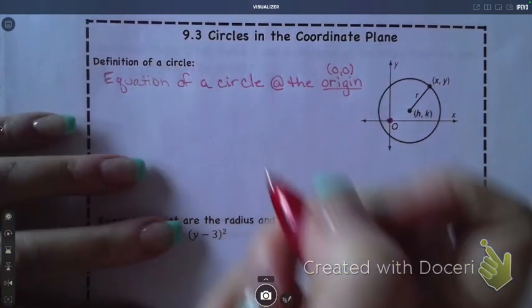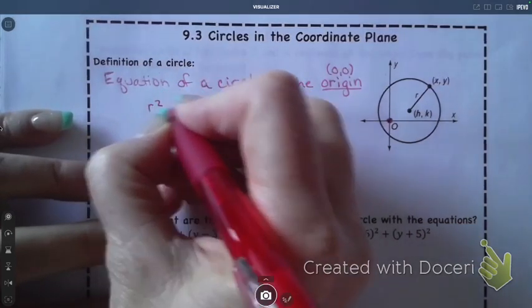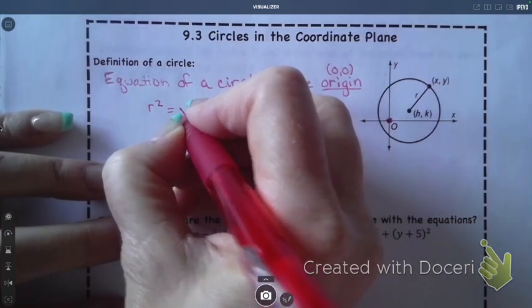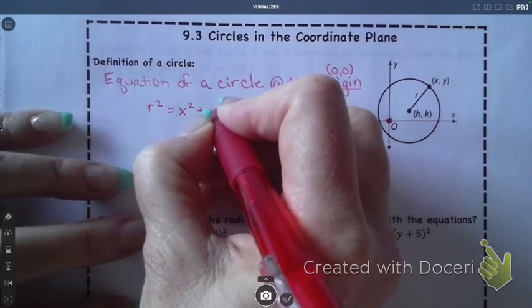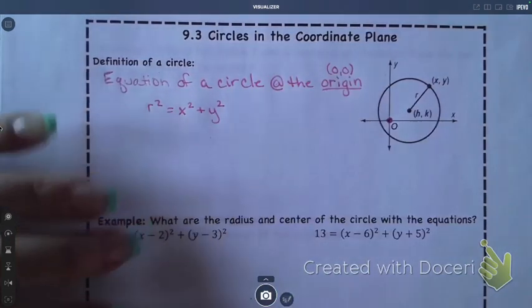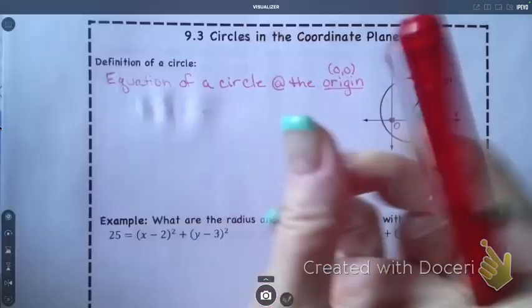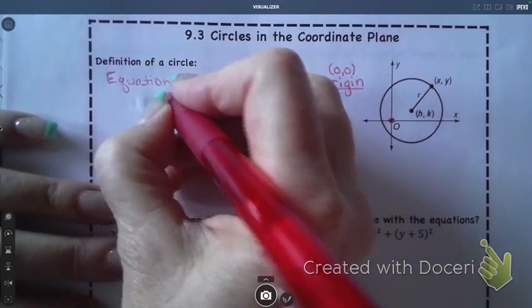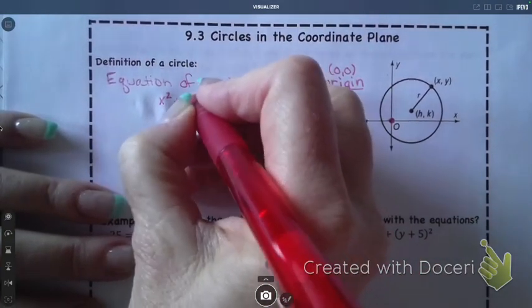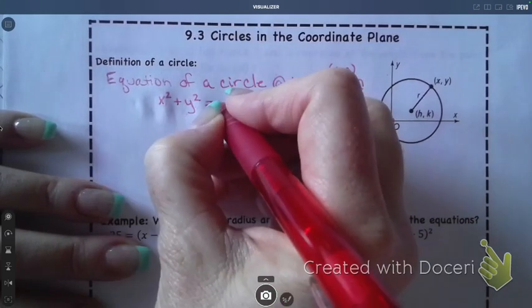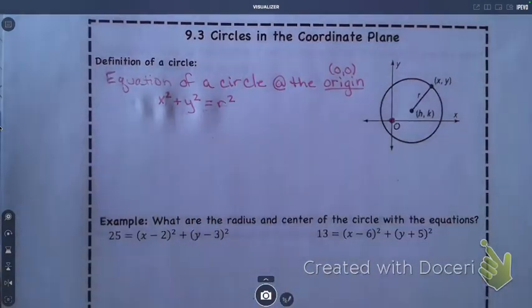That equation is r squared equals x squared plus y squared. What does r stand for? Radius. What does that look like that we've been using? Pythagorean theorem. It is the Pythagorean theorem, guys. I'm going to write my r squared on this side just because I want to. The distance formula is the Pythagorean theorem. The equation of a circle is the Pythagorean theorem. And I will show you today why.